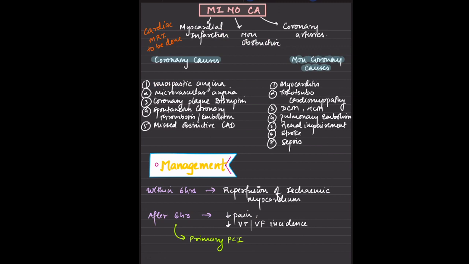There is something which is called myocardial infarction with non-obstructive coronary arteries, MINOCA. That means there is infarction occurring in the coronary arteries, but it is a non-obstructive one. So what are the coronary causes for it? Vasospastic angina, microvascular angina, coronary plaque disruption, spontaneous coronary thrombosis or embolism, mixed obstructive CAD. Non-coronary causes: myocarditis, Takotsubo, DCM, HCM, pulmonary embolism, renal impairment, stroke, sepsis.